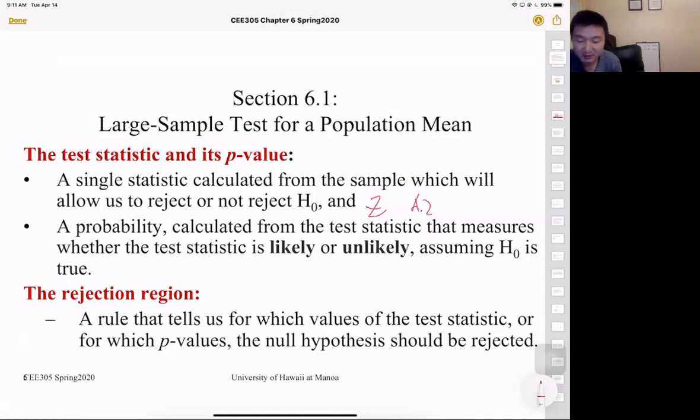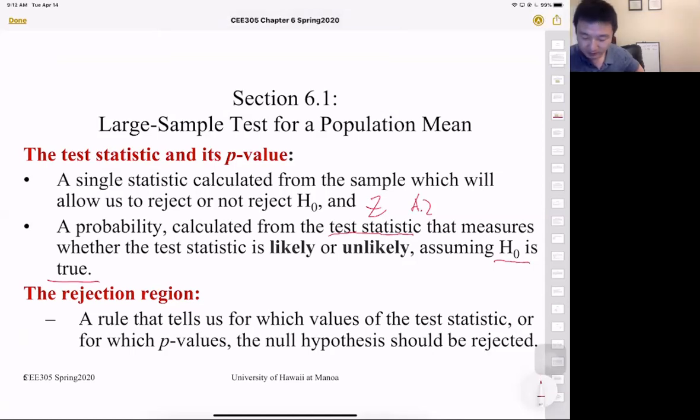Okay, and then we calculate a probability which is based on the z-value or other test statistics that measures whether the test statistic is likely or unlikely if we are assuming H0 is true. Okay, so it's kind of hard to understand now, but it is not that difficult. You will see in a moment.